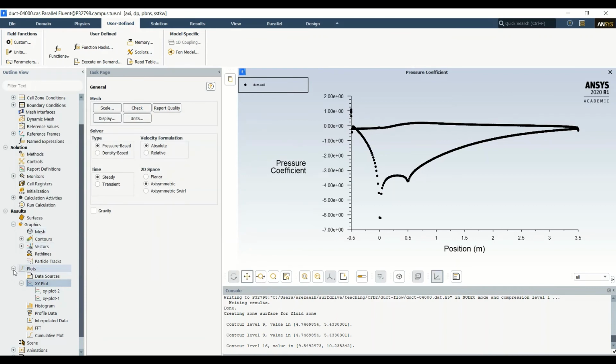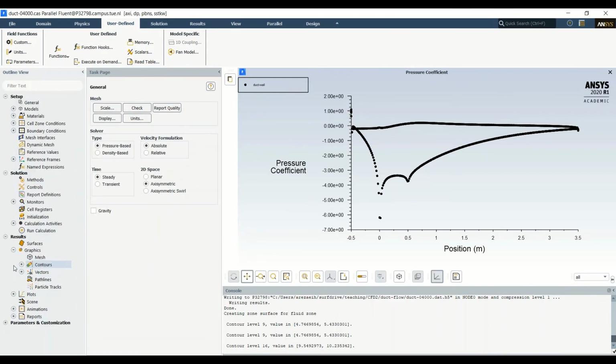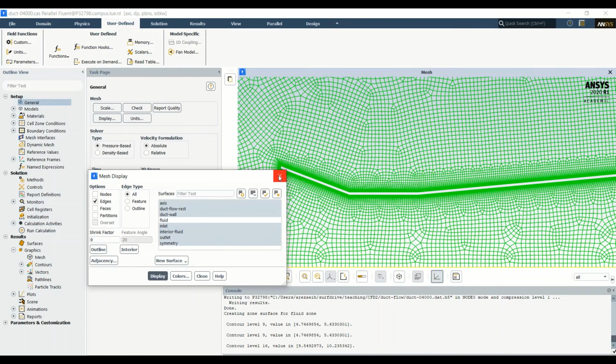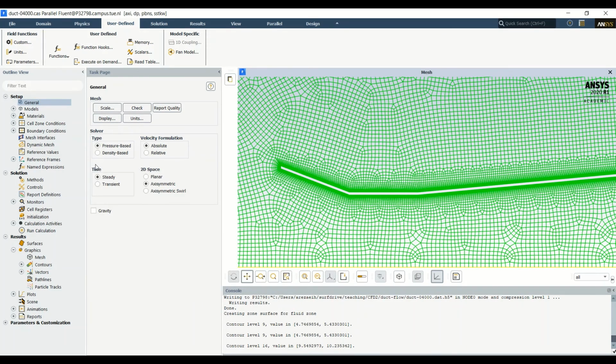Okay, so we took a look at the XY plot, we took a look at the contours, and we took a look at the residuals. Here we can also plot the grid. So this was all for the very simple post-processing in Ansys Fluent.